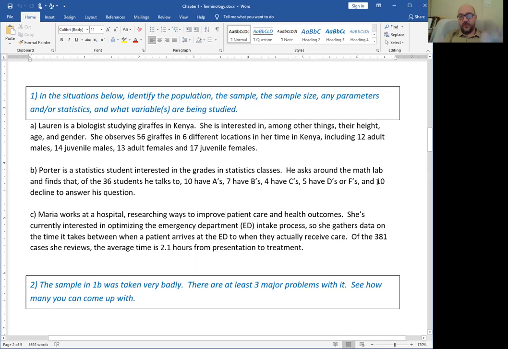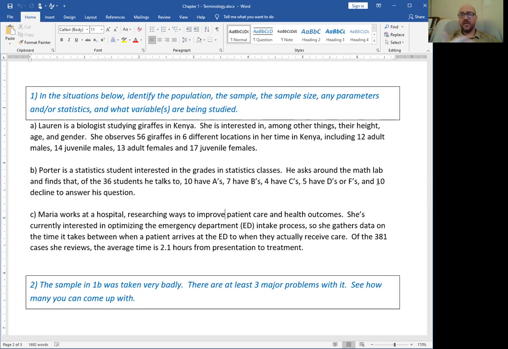And so that's called non-response bias. When people don't respond to you, there is a chance that the type of person who would not want to respond to this question might all have something in common, and therefore you're missing that segment of the population, right? People with not so great grades in statistics might be less inclined to tell you what their grades are. So if you talk to 36 people and 10 of them don't answer your question, it's likely that those 10 probably didn't have a bunch of A's, right?